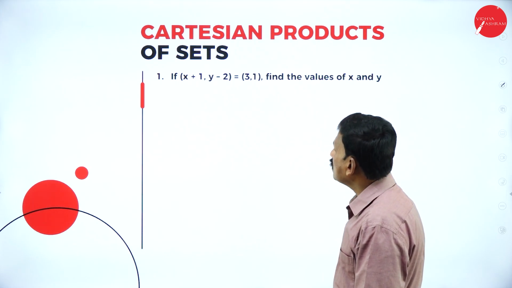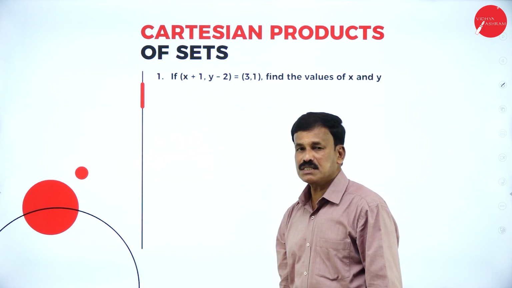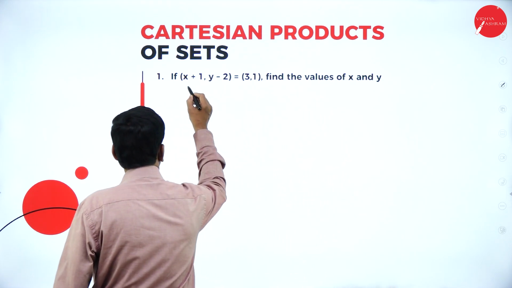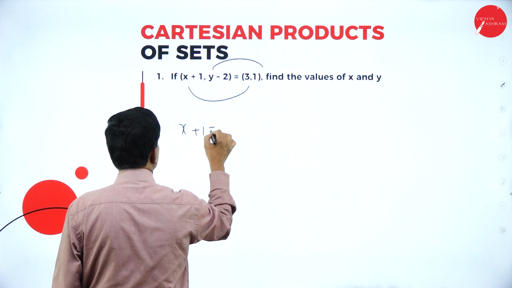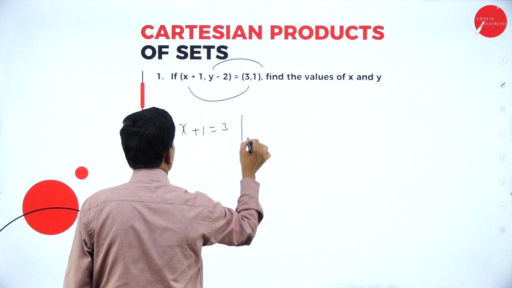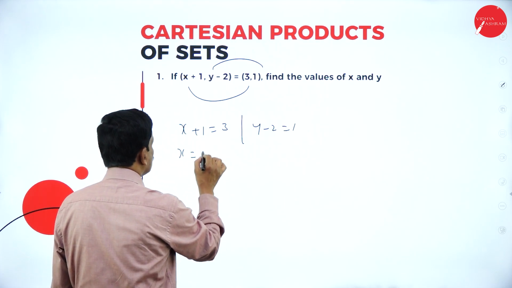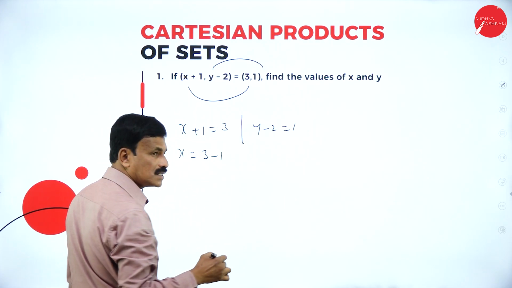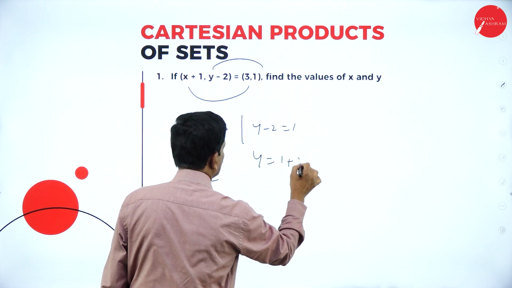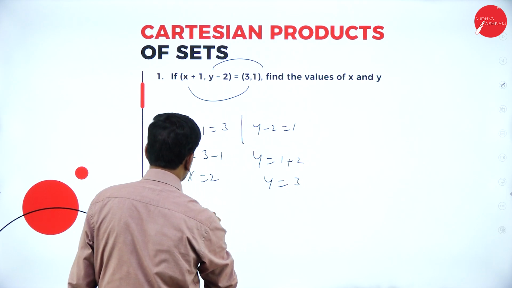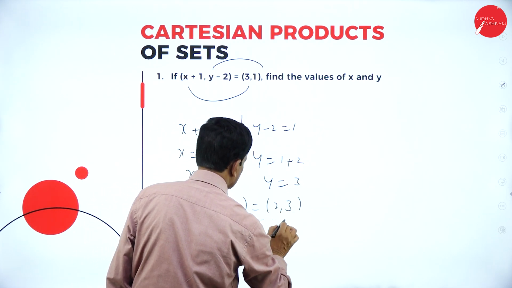If (x plus 1, y minus 2) is equal to (3, 1), find the values of x and y. Just by equality, equate it. So x plus 1 is equal to 3 and y minus 2 is equal to 1. So x is equal to, transferring plus 1 to the right hand side, it becomes minus 1, x is equal to 2, and y is equal to 1 plus 2, that is equal to 3. So therefore (x, y) is equal to (2, 3).